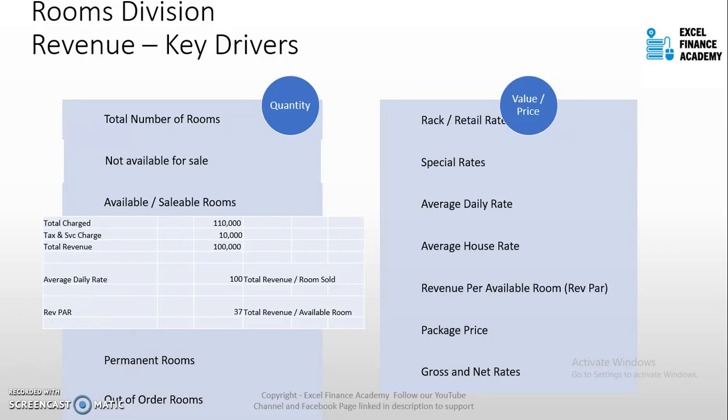So here is a little calculation of how we calculate it. Let's say the total revenue charged was 110,000. The tax and service charge on this was 10,000. So the net revenue was 100,000. The average daily rate in that case, we are calculating based on 100,000 over 1,000 room nights. So the average daily rate comes to 100. And then the RevPAR comes to 37, based on the total number of rooms available, because our available rooms were around 2,730 in the previous example.